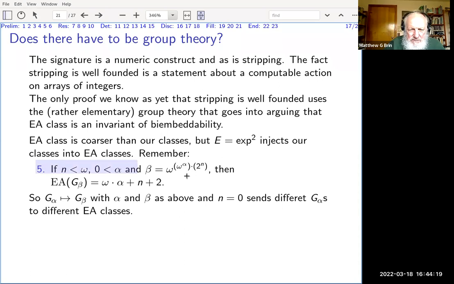Now, if you go back to the formula for the EA class, if I take a group G alpha and I replace it by G omega to the alpha, then I'm sort of embedding all of our bi-embeddability classes. I'm injecting them into the set of classes, but I'm injecting them in such a way that they are now distinguished by the EA class. And that's part of the argument. We can use some of the theory of elementary amenability classes to have some sort of control over what's going on.